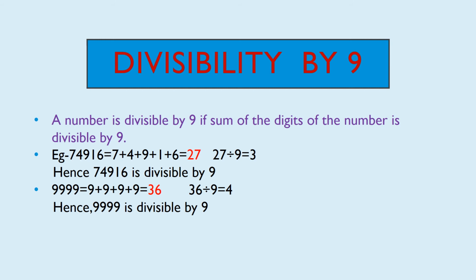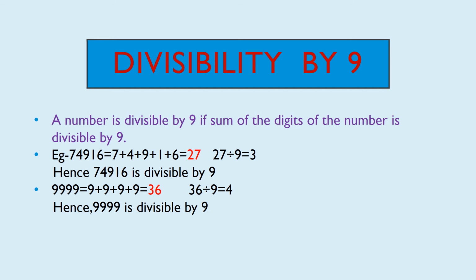Now let us check divisibility by 9. Divisibility by 9 is similar to 3. A number is divisible by 9 if the sum of the digits of the number is divisible by 9. Here the example is 74,916. So you sum the digits of the number: 7 plus 4 plus 9 plus 1 plus 6. On adding, you get 27. Now, is 27 divisible by 9? Yes, 9 threes are 27. So the number 74,916 is also divisible by 9.